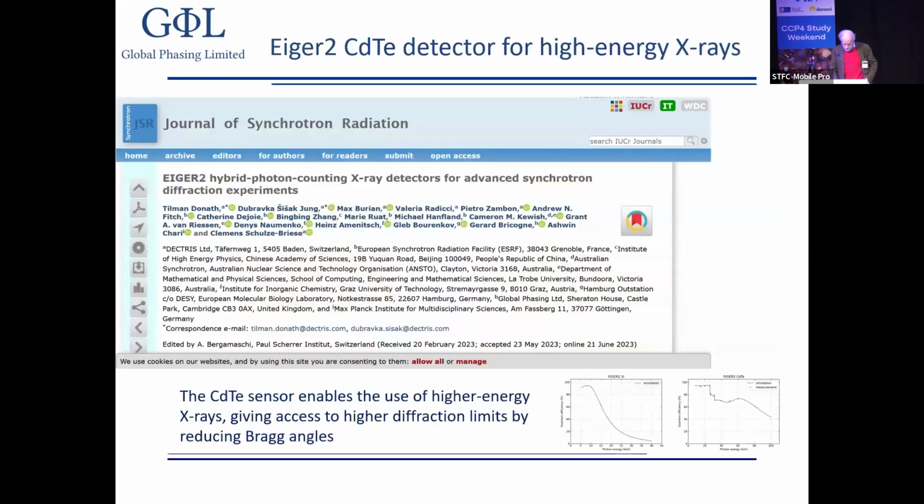And another crucial element on that beamline is that they were among the first to get a cadmium telluride Eiger2 detector so that you can use high energy X-rays. This is all described in this paper by the Dectris group, together with many collaborators, with us among them. The big difference that cadmium telluride makes is that the detective quantum efficiency that in silicon falls very sharply at high energies remains good with cadmium telluride. So with high energies, you can get to high resolution with smaller Bragg angles, and that gives you access to things that you couldn't really hope to access with a silicon detector.